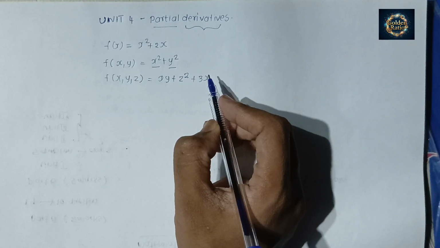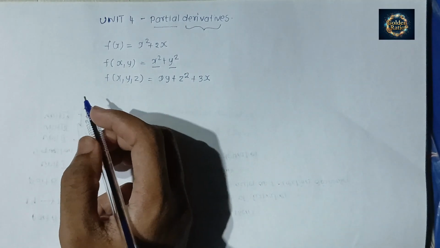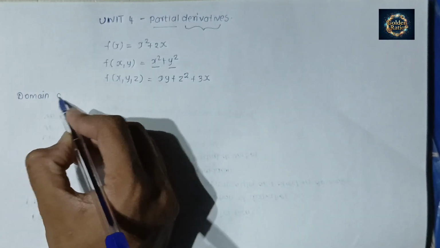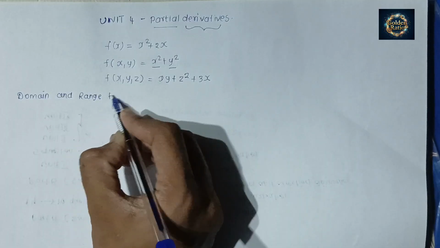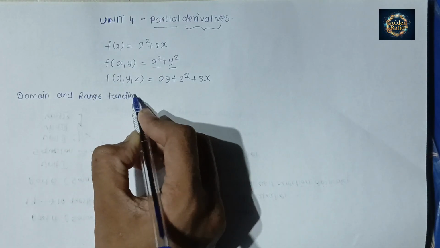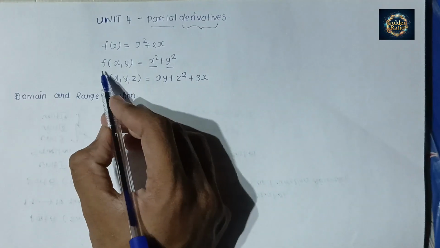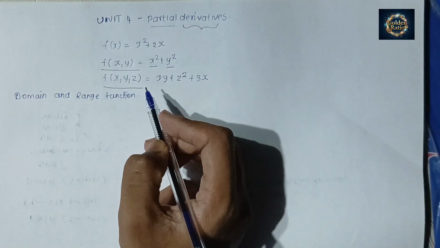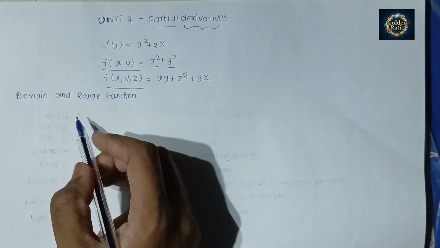So the first concept that we need to study in this chapter is the domain and the range of the function. We need to find the domain and range of a function which consists of more than one variable, like f of xy or f of xyz. So what is this domain and range of the function?